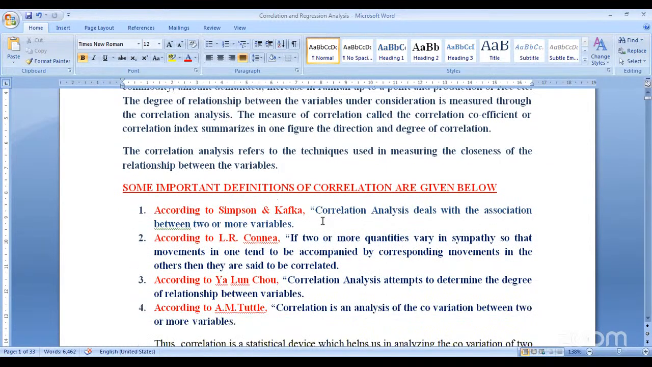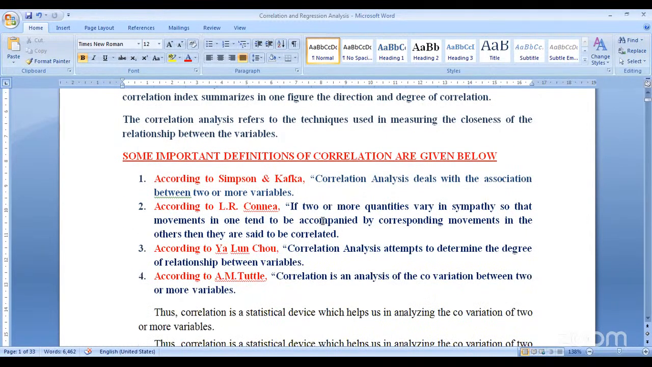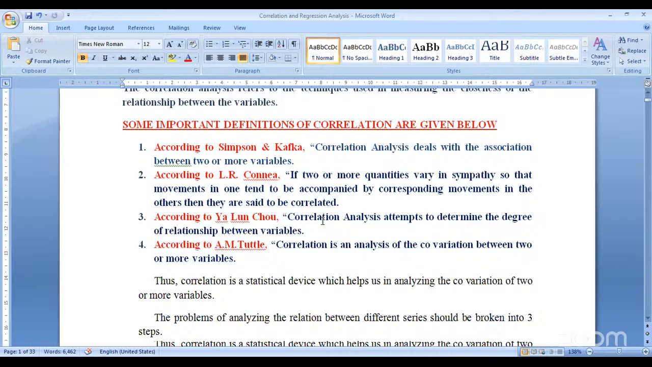Then some important definitions of correlation are given by different authors. So that is the definition. Number one is according to Simpson and Kafka: correlation analysis deals with the association between two or more variables.